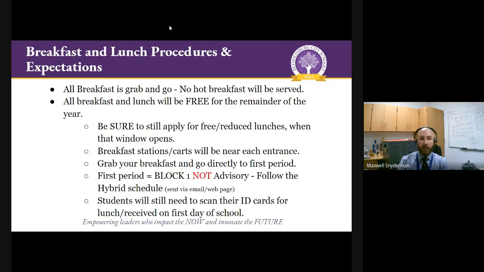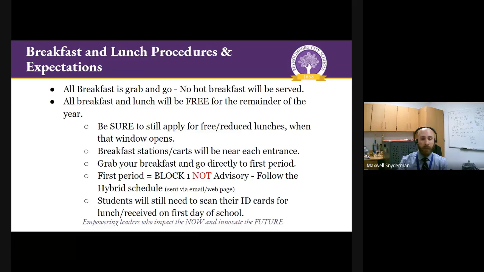We will have breakfast stations and carts near each entrance, as I said before. Students will grab their breakfast and go directly to their first period class. Now, because we are transitioning to our hybrid schedule, their first period class is their block 1 class on their schedule, not their advisory. So I want to say that again. Their first period class at 9:20 will be their block 1 class, not their advisory. We did send that hybrid schedule out through an email. It is also on our webpage. If you have any questions about it, please feel free to reach out.